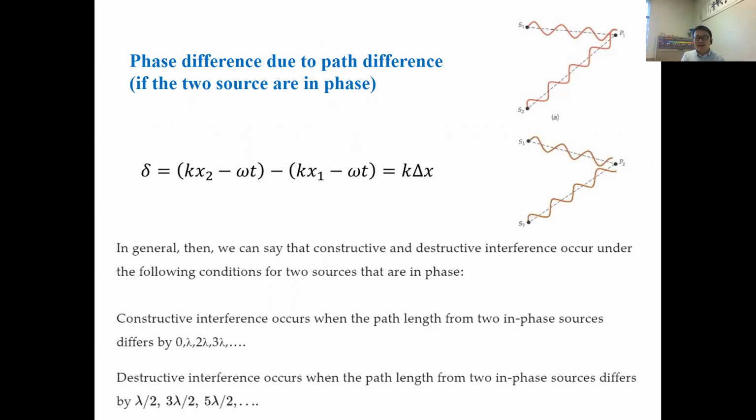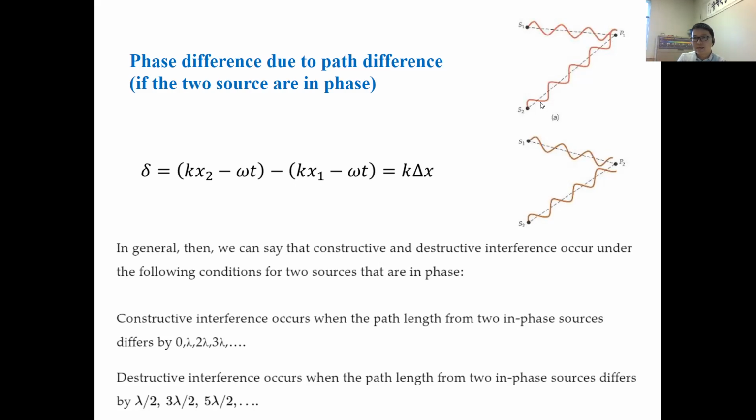Previously we have looked at what happens if you have two waves with a different phase. It depends on what the phase difference delta is. You could have constructive interference, destructive interference, or anything in between. That's due to the delta difference. Now let's take a look at the case where everything else is the same, but x is different.